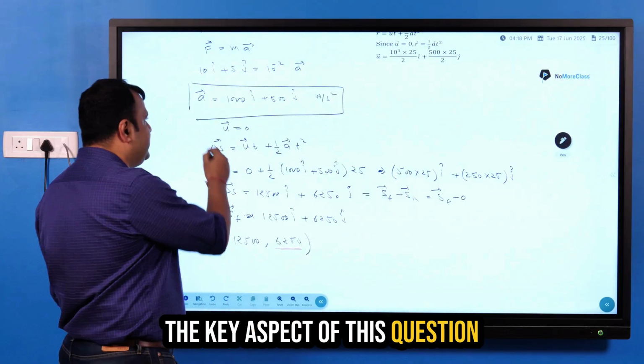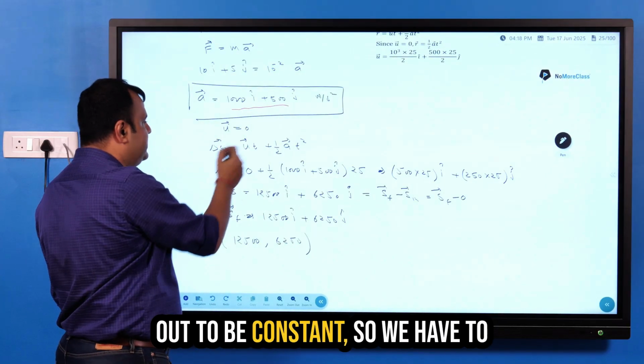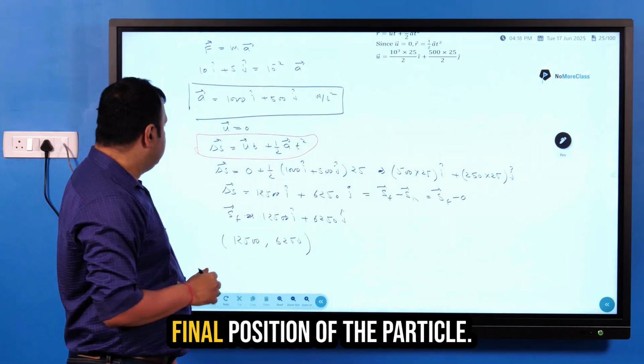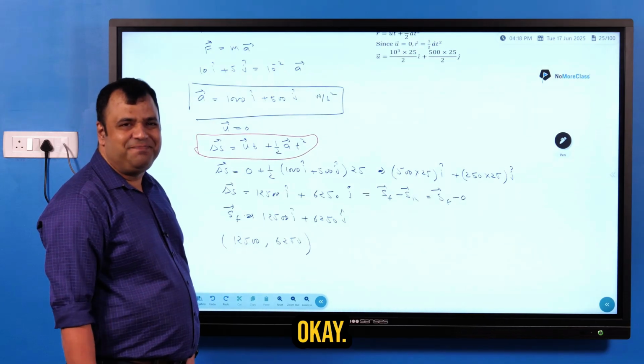The key aspect of this question was that acceleration is coming out to be constant. So we have to use this equation to locate the final position of the particle. Okay. Thank you.